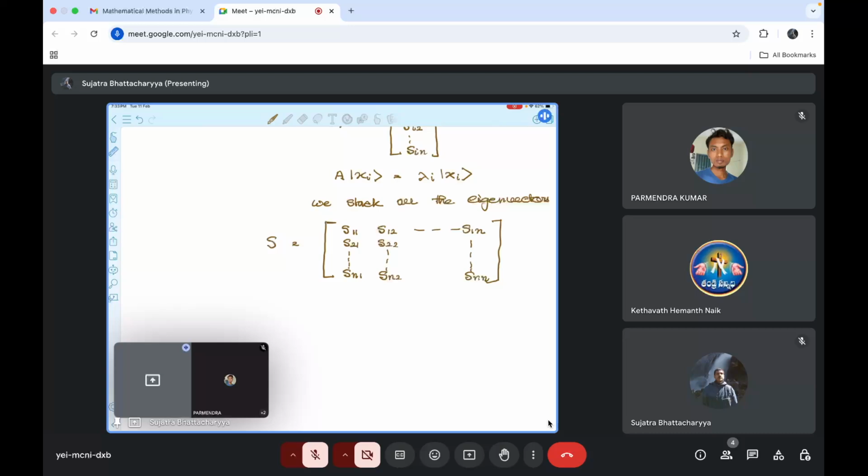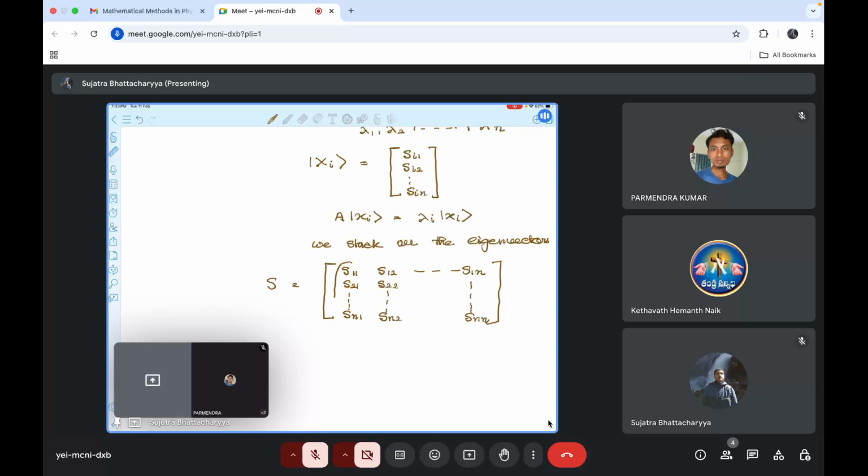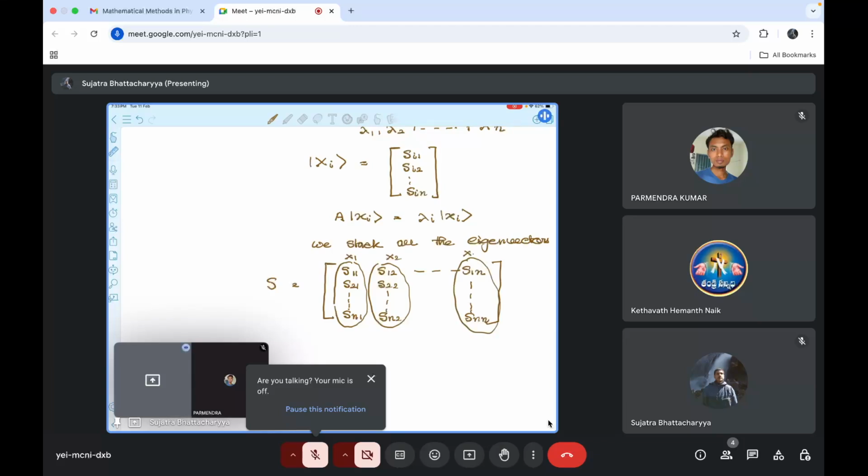Just remember one thing: although I have written it like this, it is better to keep this as your x1, this as your x2, and this as your xn. If you don't want to write like this, because it is confusing sometimes, you can write s1i, s2i, so on up to sni. So in the case of x1, you have s11, s21 up to sn1. So this is your first eigenvector, second eigenvector, and like that.